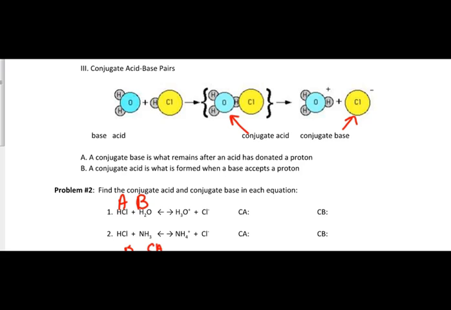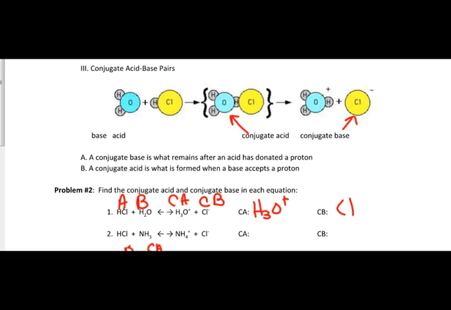So remember, the definition of a conjugate base is what remains after an acid donated a proton. So that should lead you to Cl negative is your conjugate base. So then H3O plus will be your conjugate acid. So take a moment and try the next example on your own.